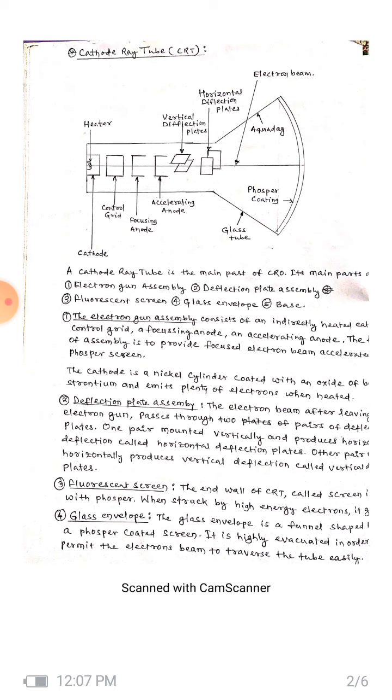And last section is glass envelope. The glass envelope is funnel shaped, having a phosphor coated screen. It is highly evacuated in order to permit the electron beam to traverse the tube easily.